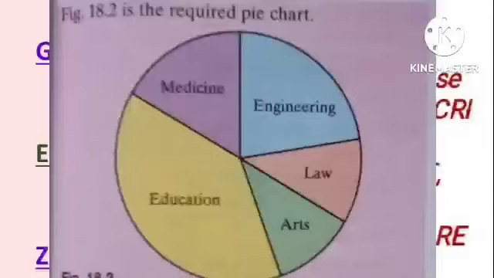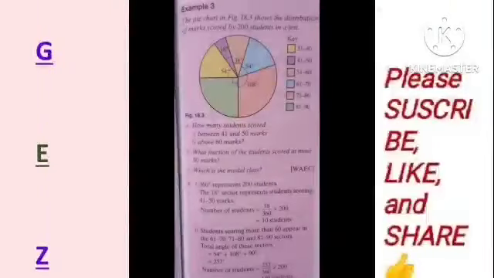But if you are drawing it by hand, using a compass and a pencil, you also draw a circle and you divide the circle using your protractor into different angles. That is how to draw a pie chart. So here we go. We have another example which deals with pie charts.